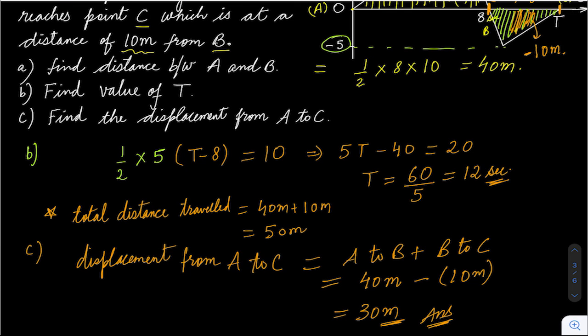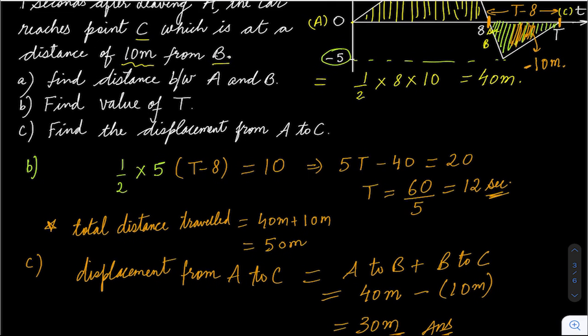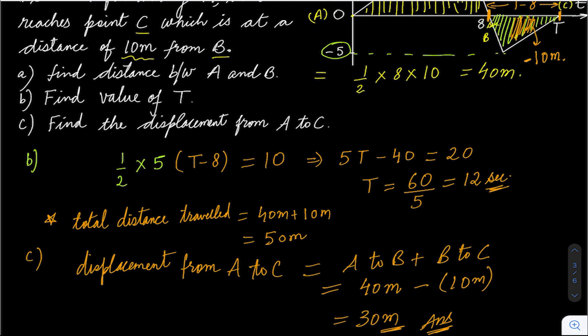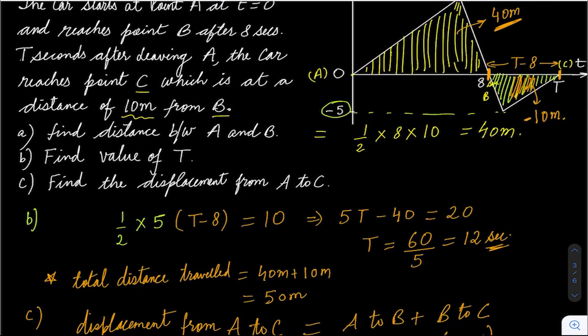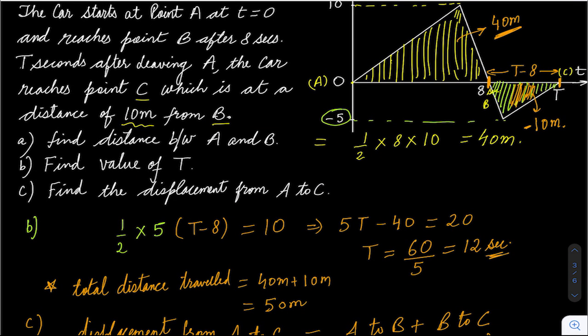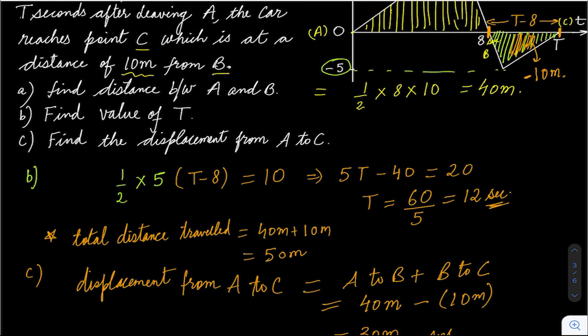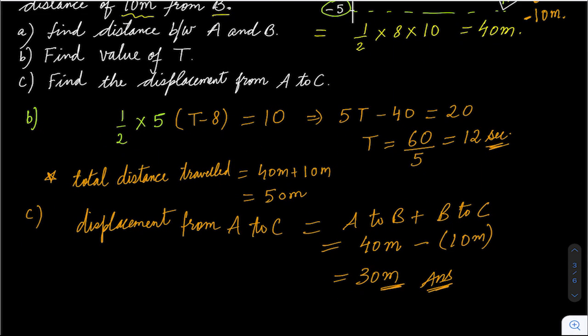This is very important. I hope you guys understand this. This is the only thing that might be a little confusing for some of the students. So if you are finding the total distance, just add everything. Find all the areas and add. If you are trying to find displacement, then take the signs as well. So if the graph is above the x-axis, take positive sign. If the graph is below the x-axis, take the negative sign. So that will give you the displacement also.